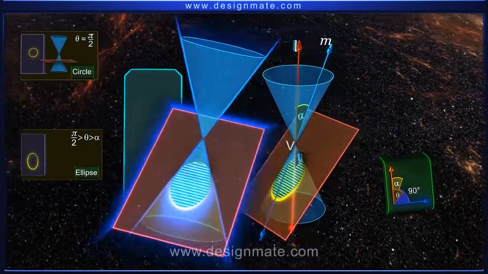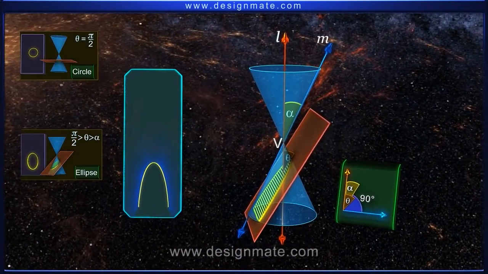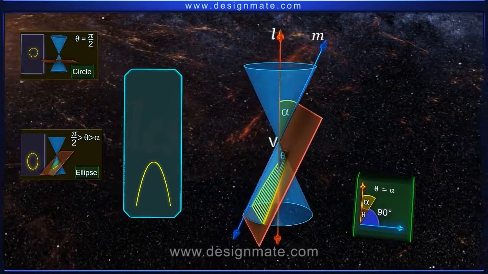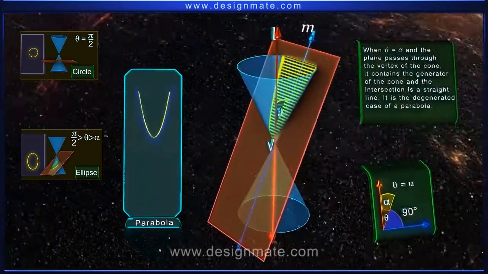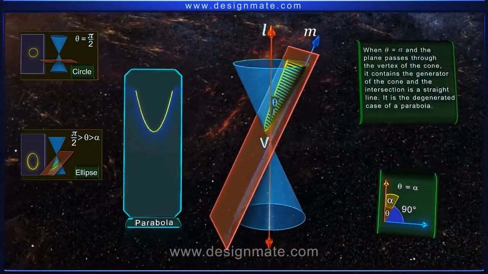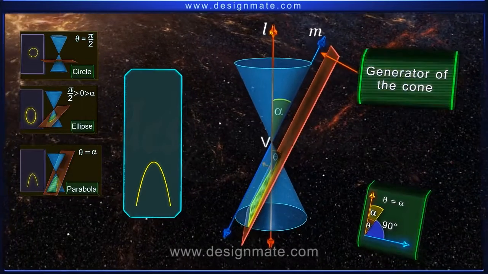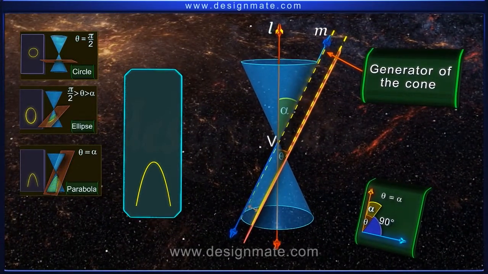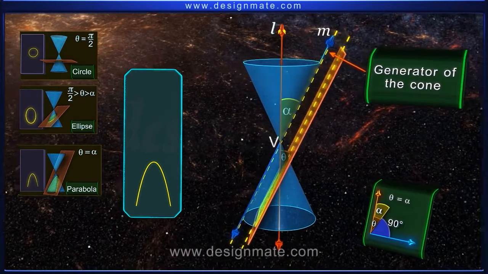When the angle between the plane and axis is equal to alpha, that is, theta is equal to alpha, a shape called a parabola is formed. Here, we can observe that the plane is parallel to the generator of the cone. Since parallels never meet, the plane never cuts the other part of the cone.